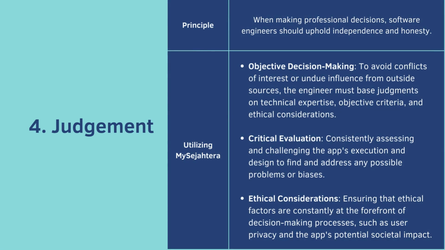And last but not least, the judgment. So what is the principle of judgment? When making professional decisions, software engineers should uphold independence and honesty. And how does judgment utilize MySejahtera in the objective decision-making aspect? To avoid conflicts of interest or undue influence from outside sources, the engineer must base judgments on technical expertise, objective criteria, and ethical considerations.